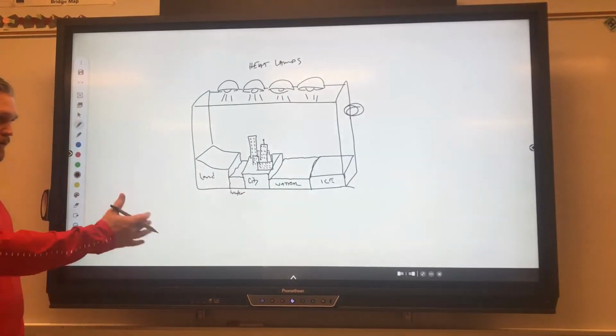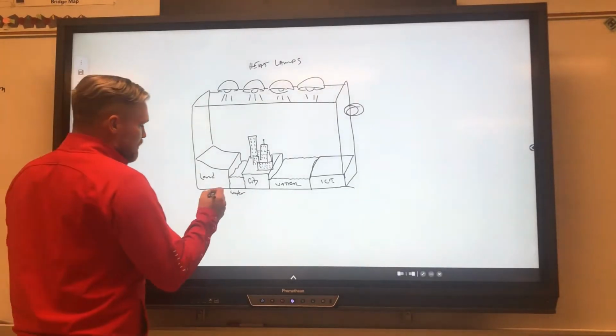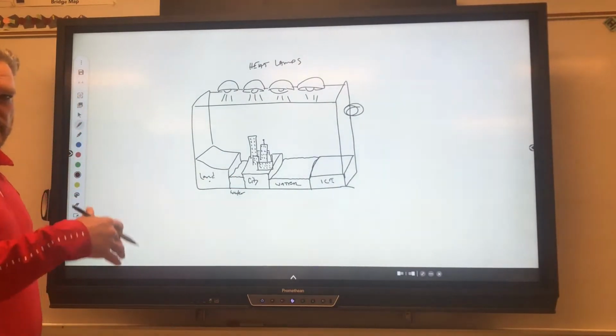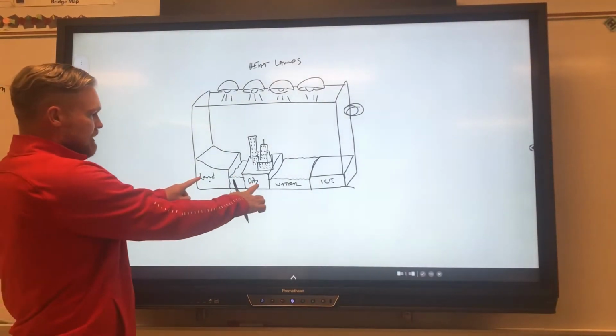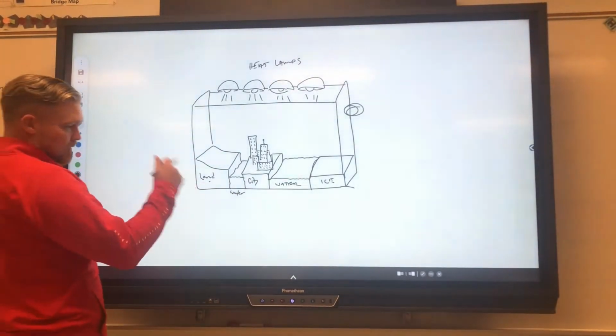I asked you what you thought heated up fastest, right? So land is going to heat up pretty fast. The city's going to heat up really fast because it's made of concrete. I think that's what I did on your drawing. I think I switched these two. This is what Bill Nye's looks like, so we're going to go with that.